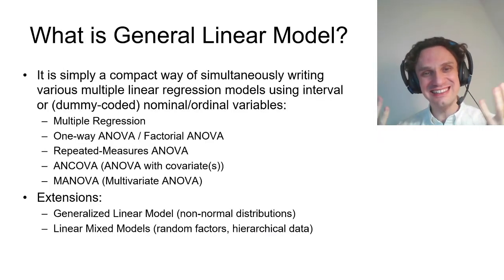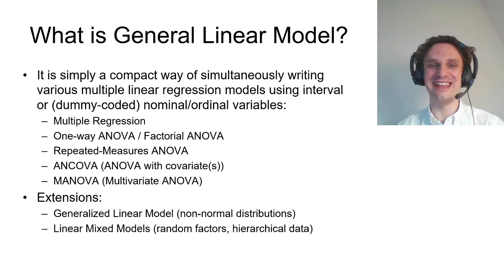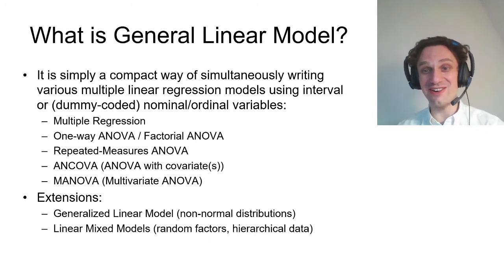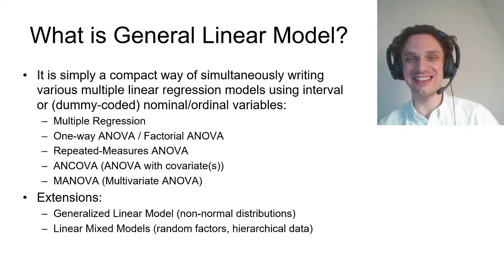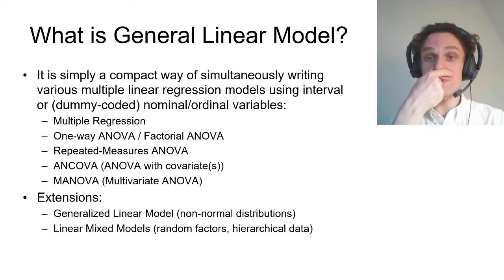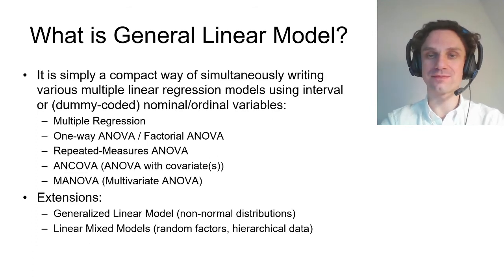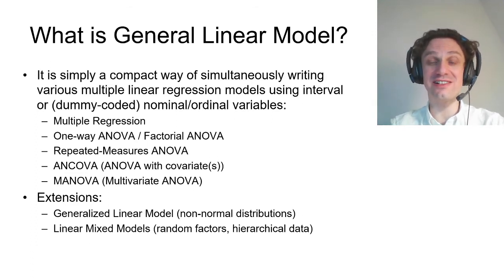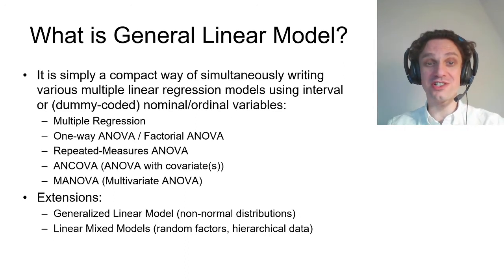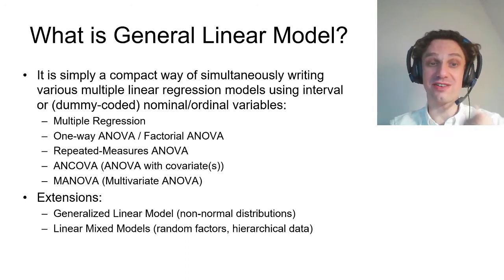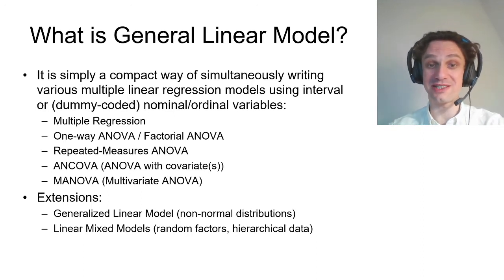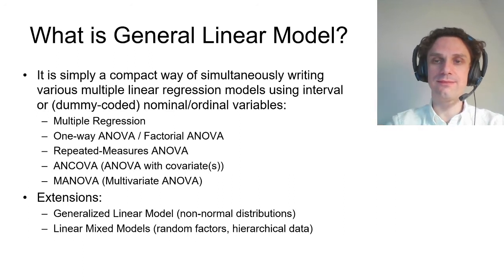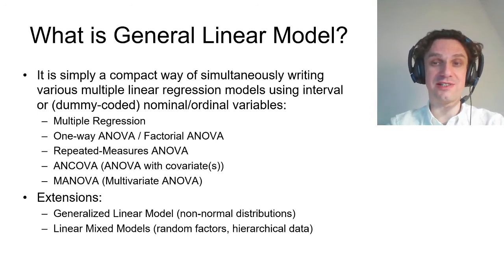But what is the general linear model? Basically, it's a way of writing different regression models that can use a mixture of different variable types. So a general linear model is a common approach to estimate multiple regression models and ANOVAs, analyses of variance of different types. And we will explore a little bit those types of analysis of variance.